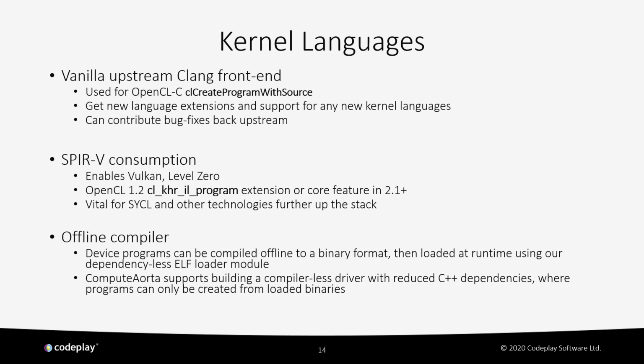And one of the nice things about ComputeAorta is that we just use a vanilla LLVM when we're doing our build. So we've not modified Clang, we've got no merge conflicts or anything like that when we're trying to stay up to date with tip, and we can get all the latest and greatest features that are available in that project. And any new kernel languages that come about, we can get upstreamed into Clang. We can see them, and we can also push back any bug fixes that we find, and that's always really nice to be able to contribute back to our community.